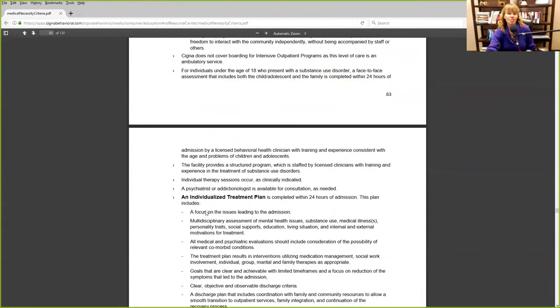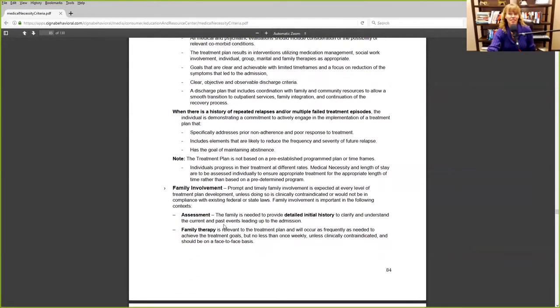It says an individualized treatment plan must be completed within 24 hours of admission. This isn't a general one. This isn't you're going to come in and go to group this many times. This is an individualized plan within 24 hours of admission. So if they get admitted on a Friday morning, you're going to have to bust your hump in order to meet this criteria.